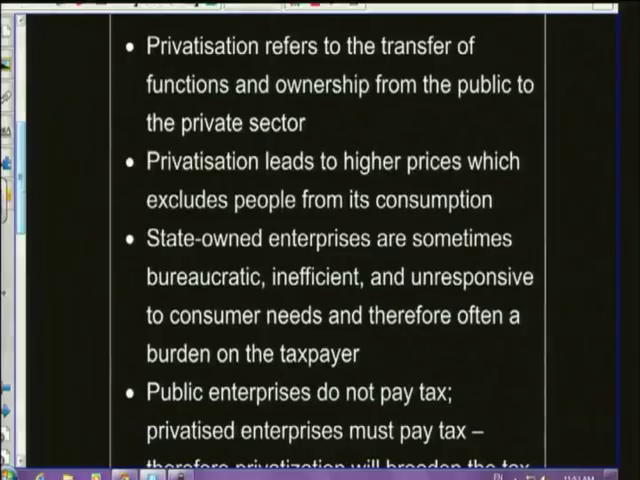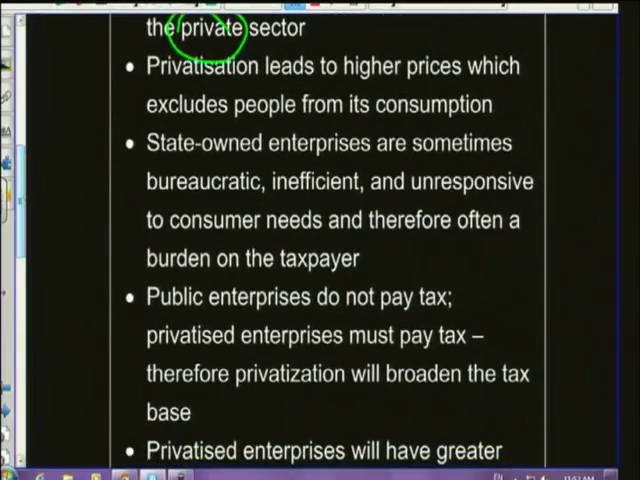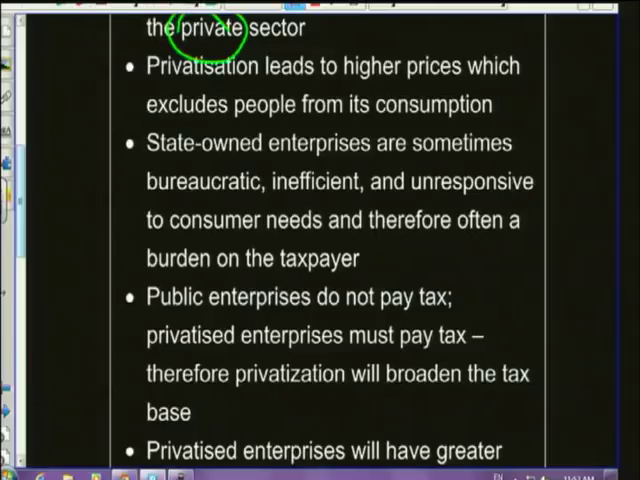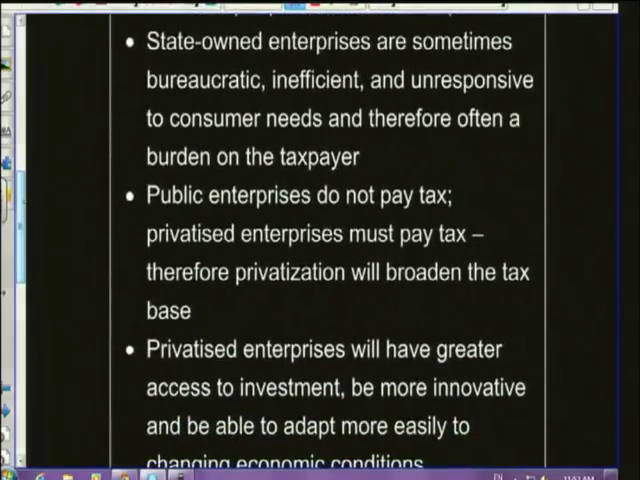You can start your answer by discussing privatization. In short, it refers to the transfer of functions and ownership of the public businesses from the public sector to the private sector. Privatization leads to higher prices, which excludes people from the consumption. So any person who's going to try and run a business would do that for the sake of making profit. So that would lead to an increase in prices. That's a good thing to mention in the answer. And then state-owned enterprises are sometimes bureaucratic, inefficient, and unresponsive to consumer needs, and therefore often a burden to the taxpayer. That brings us to the end of section B.